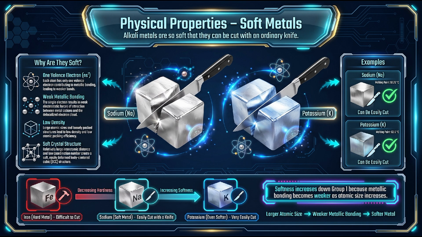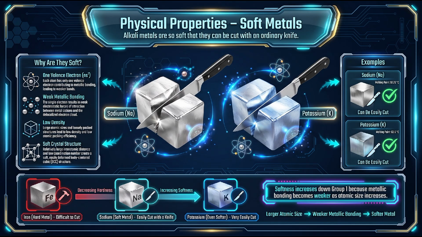Lower packing efficiency means weaker interactions between neighboring atoms, which further contributes to the softness of these metals. The crystal structure of alkali metals also plays an important role. Most Group 1 metals possess a body-centered cubic crystal structure. In this arrangement, atoms are not packed as closely as they are in some other metallic crystal structures. The relatively large distances between neighboring atoms and the lower coordination number reduce the overall strength of metallic bonding. As a result, the crystal structure can be deformed more easily when force is applied, making the metals softer.